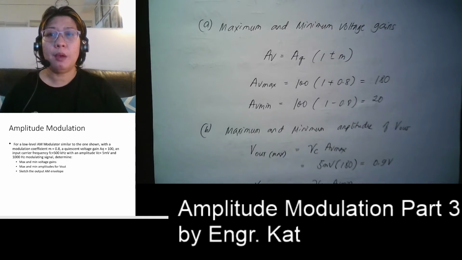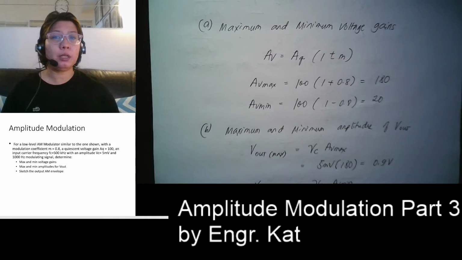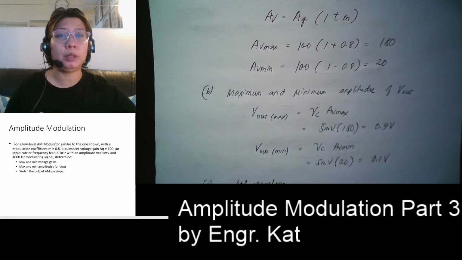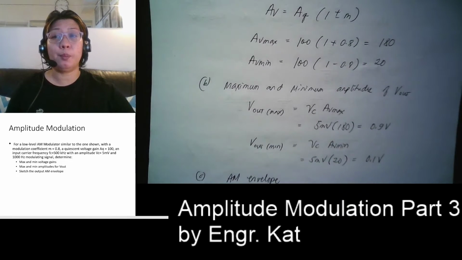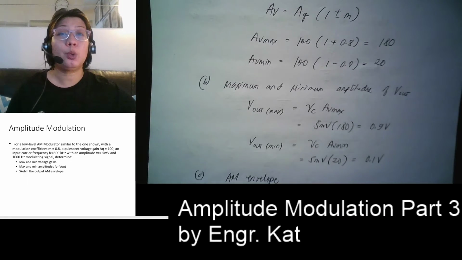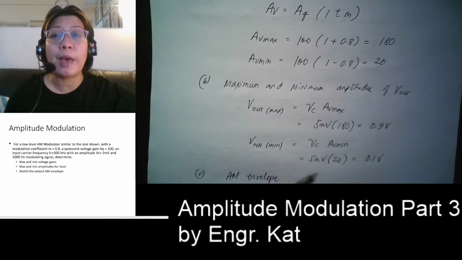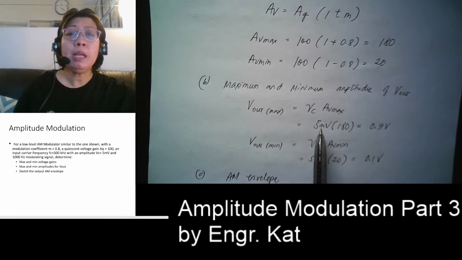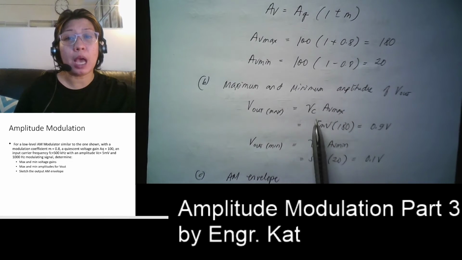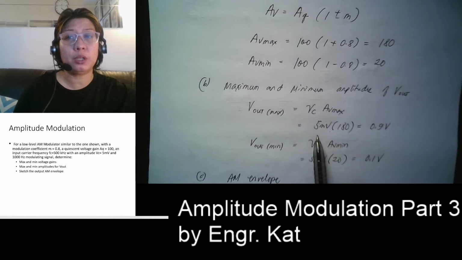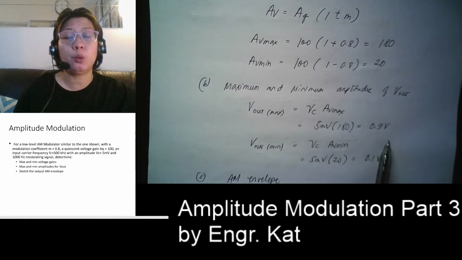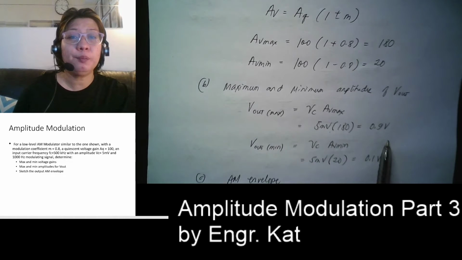Therefore, determining now your output voltage, that is simply the gain multiplied by the input voltage. If we have an input voltage of 5 millivolts, your maximum V out is simply 180, which is your maximum voltage gain, times your 5 millivolts, and that will give us 0.9 volts.